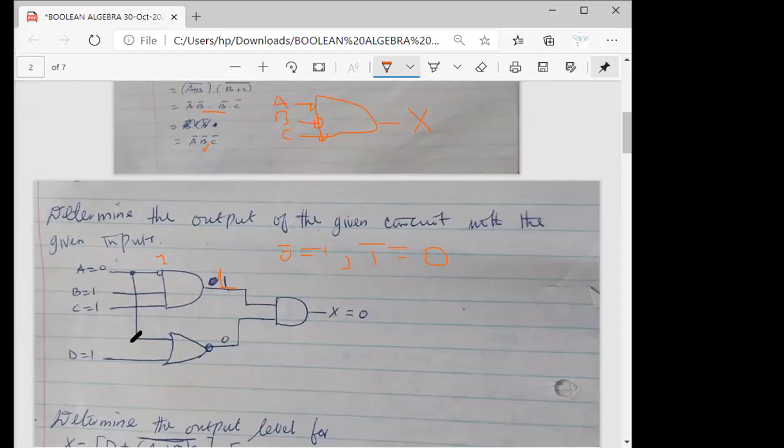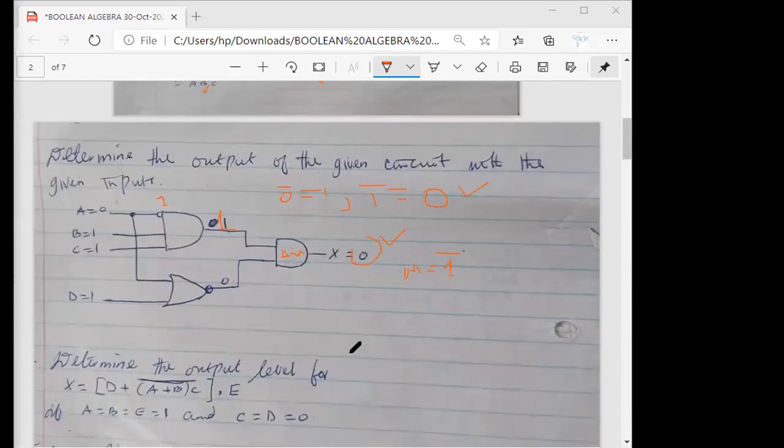What about here? This enters here as A, and this enters here as D, which is 1. So 0 plus 1 is what? 0 plus 1 is 1. But it's complemented here, so the complement of 1 gives you 0. So here becomes 0. So 1 times 0, this is an AND gate, gives you 0. The output is 0. Given the variables, we are able to get the output, and this gives you a 0.